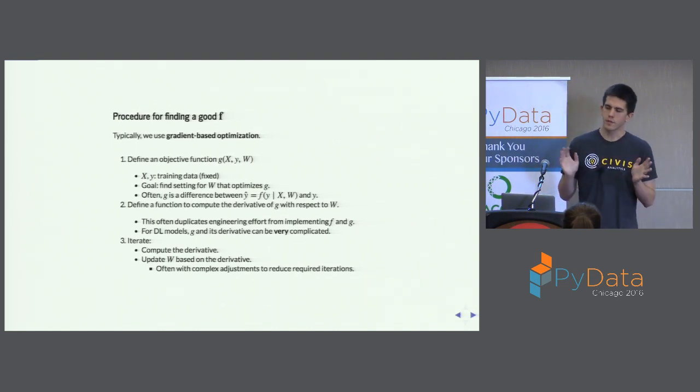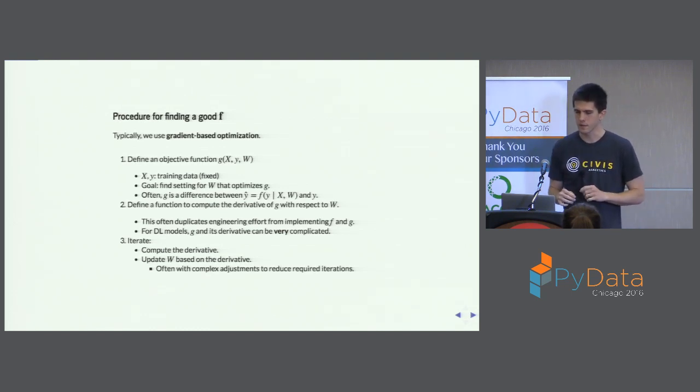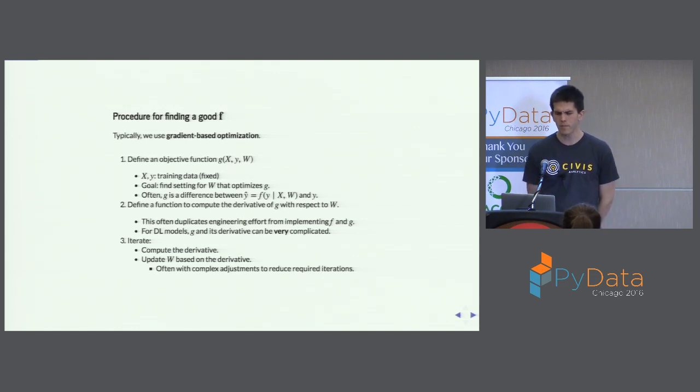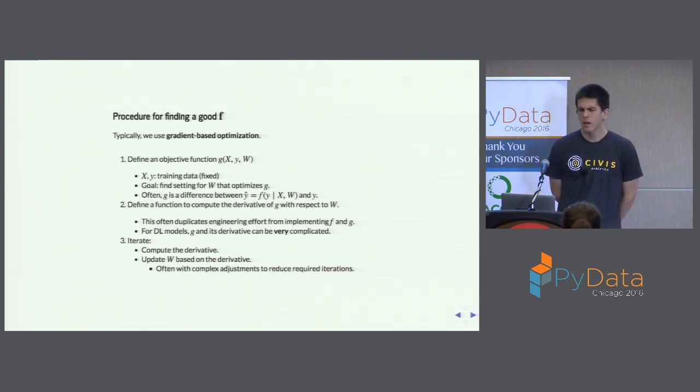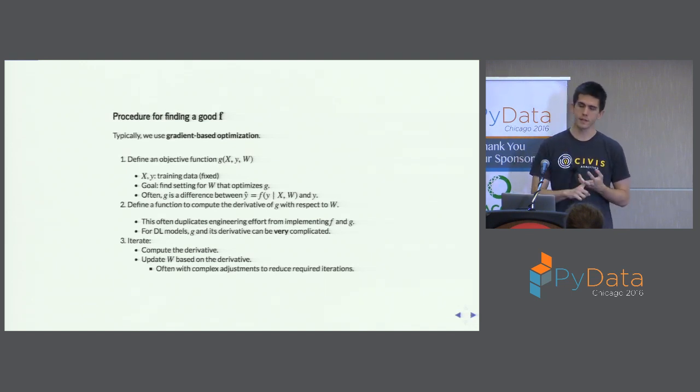So typically a way to solve this problem, to find a good prediction function, is to use gradient-based optimization. This is the standard technique with deep learning and neural networks. At a high level, it consists of 3 steps. First, we define our objective function, call it g here, that takes some training data, x and y.